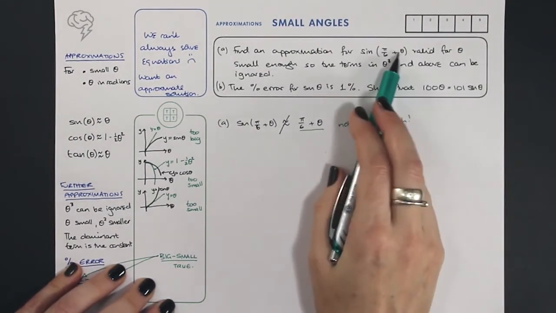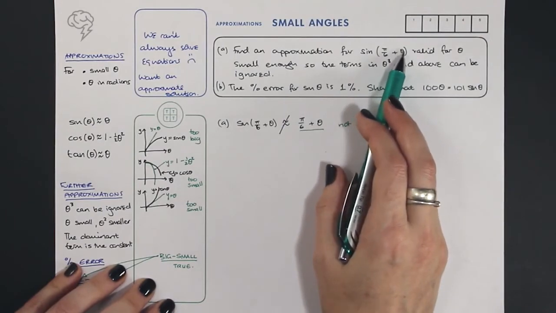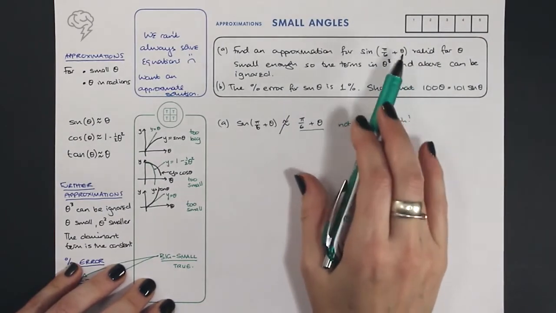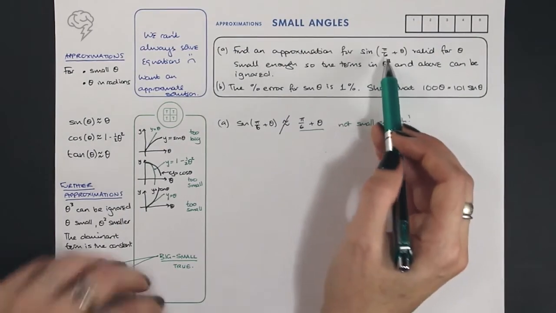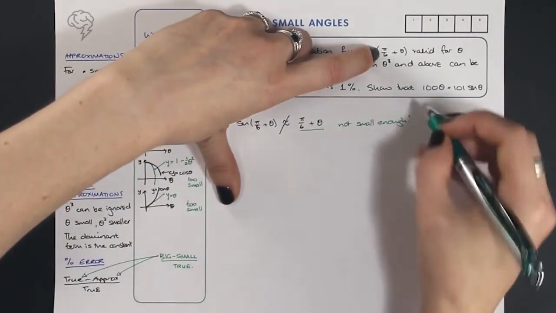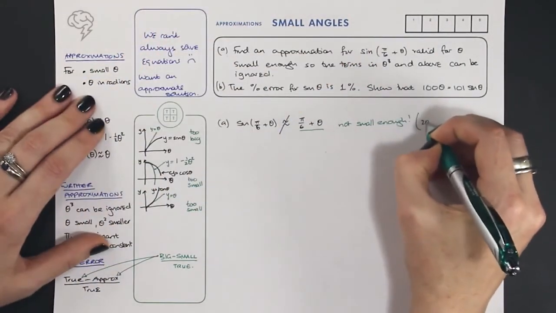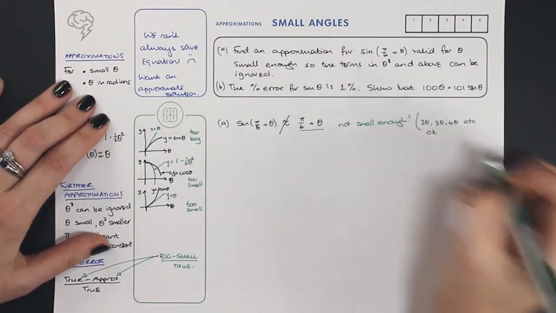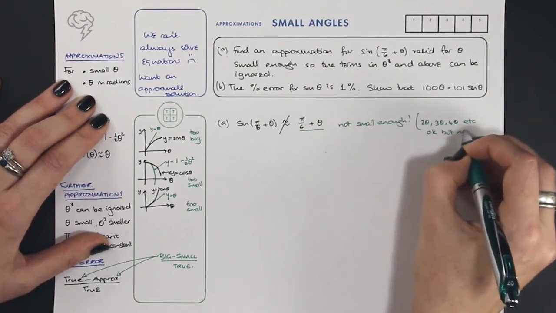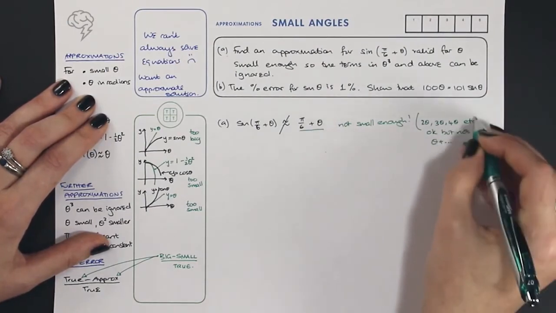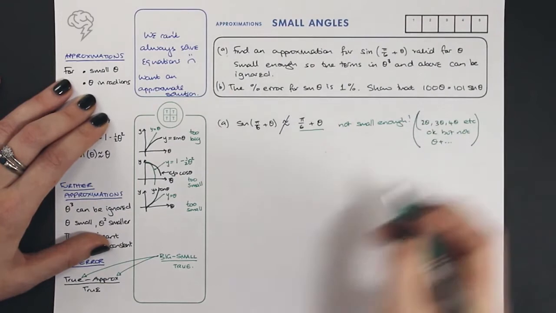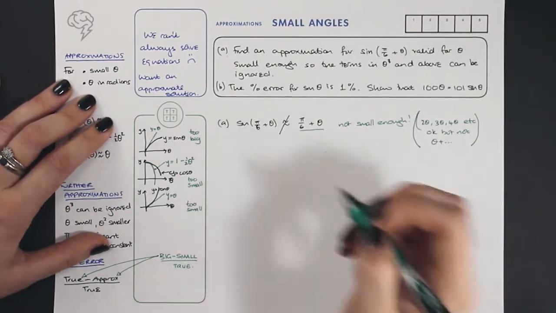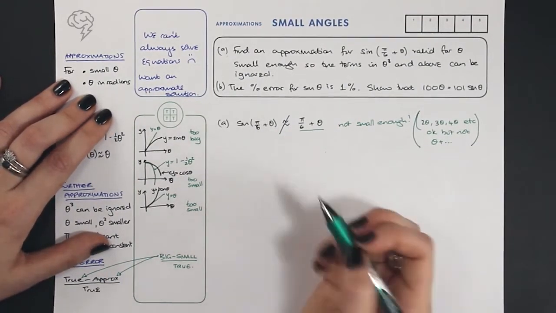Okay, if theta's small, then 2 theta, 3 theta are small too. Multiples of theta and powers of theta are going to be small. But if I add pi by 6 on, it's not small anymore. So 2 theta, 3 theta, 4 theta, etc. are okay. That will still be small, but not theta plus something. That's not small enough. So what I need to do is use my compound angle, my addition angle formula.